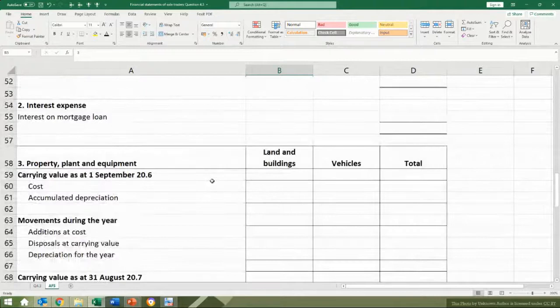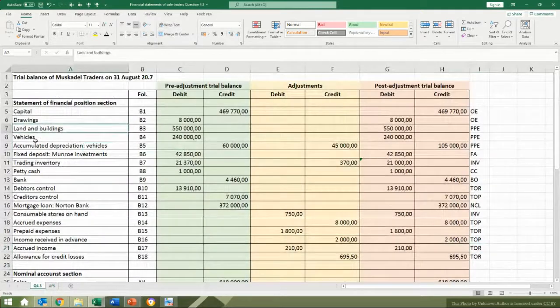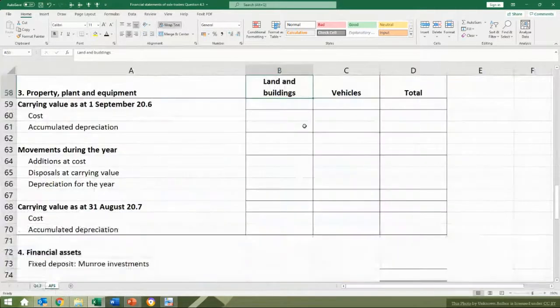So if I go to the note disclosure for property, plant, and equipment, you have to split it between land and buildings, which you have there, and then your vehicles. Then you work out the total. Now for that note disclosure, we start with the carrying amount at the beginning of the year, which is the cost less the accumulated depreciation. Then we show any movements during the year. So that relates to any additions, any disposals, and depreciation. And then we update the carrying amount at the end of the year.